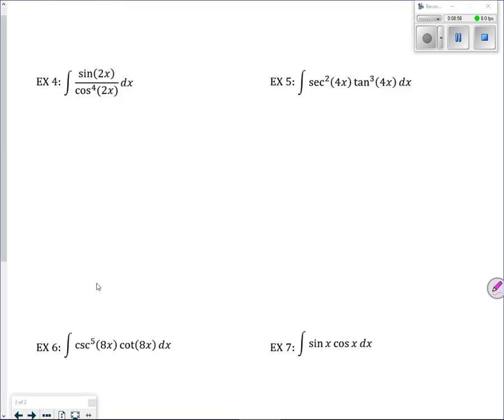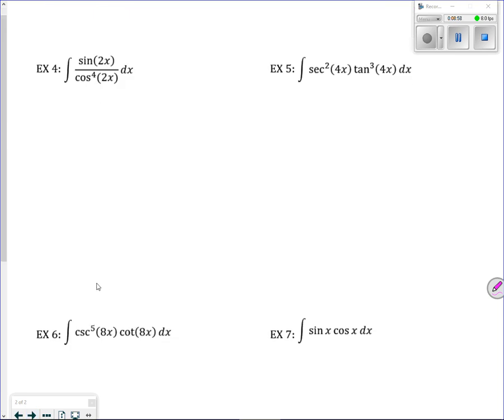Okay, let's try this next one. I bet you could maybe see it. I could have really given you this one yesterday. Let's see here. I do see a power. I see cosine of 2x. If I bring it to the top, that would be cosine of 2x to the -4th, sine of 2x dx.